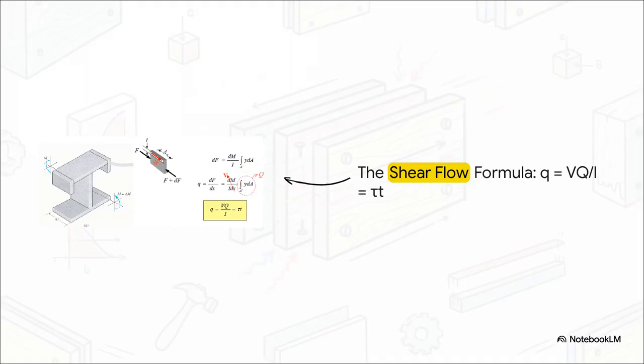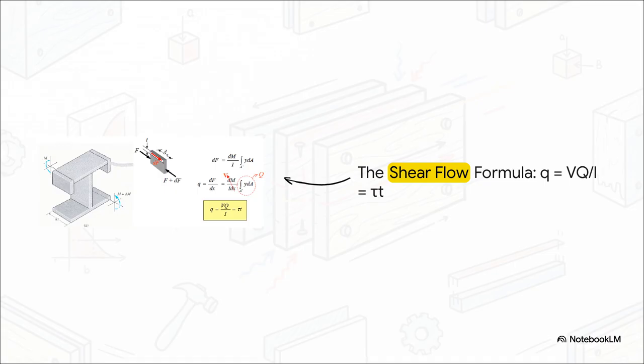Now, what's really interesting about this slide is the visual breakdown, where you can actually see this invisible flow in action. The core formula we use is q equals V times Q divided by I. If you look at that beautiful 3D cutaway on the left, V is the internal shear force pushing vertically. I is the moment of inertia, which is basically the beam's overall resistance to bending based entirely on its shape. And Q is the statical moment of area. That essentially represents the specific piece of the beam that is desperately trying to slide away.